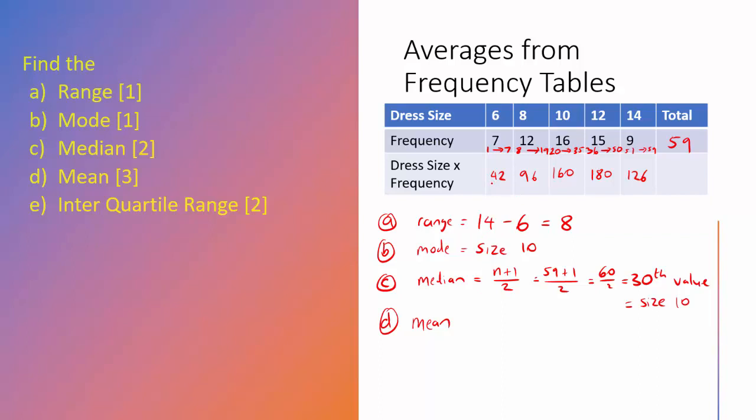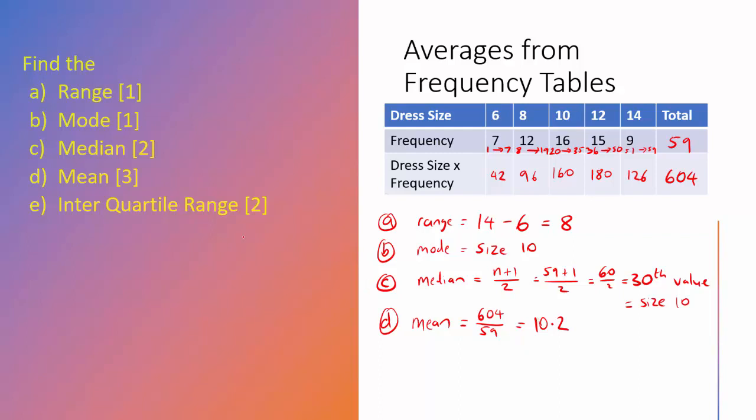So type this into your calculator. 42 plus 96 plus 160 plus 180 plus 126, and you will get the answer of 604. Now to find the mean, all we do is we look at these two numbers in the total column, and the mean is equal to 604 divided by 59. So if you type that into your calculator, 604 divided by 59, to one decimal place we get 10.2. So the mean size is 10.2, which you could round to 10 if you wanted. I'm going to keep it as 10.2.